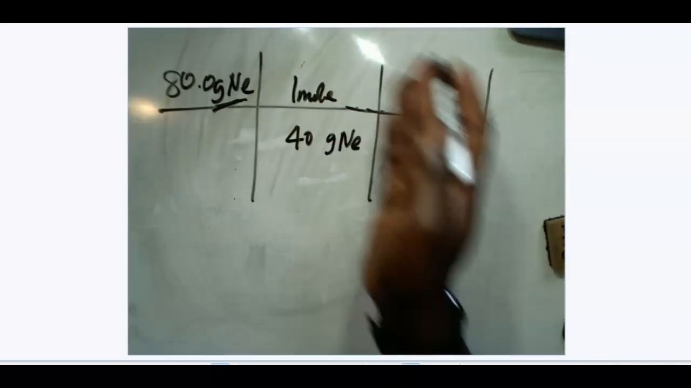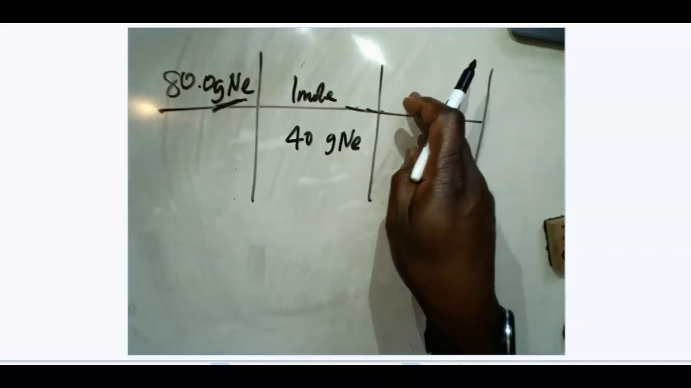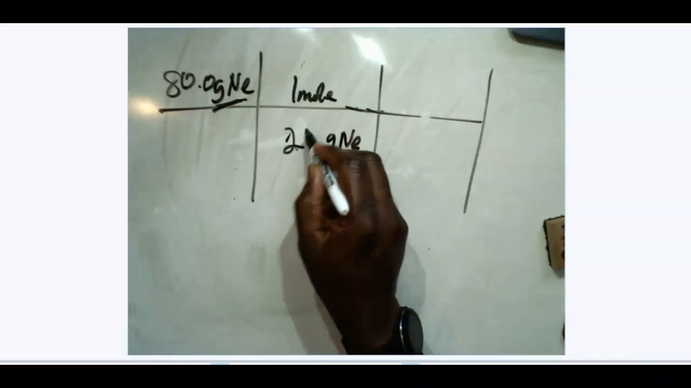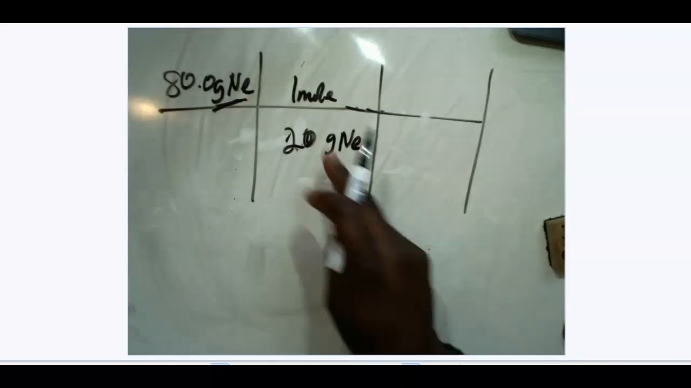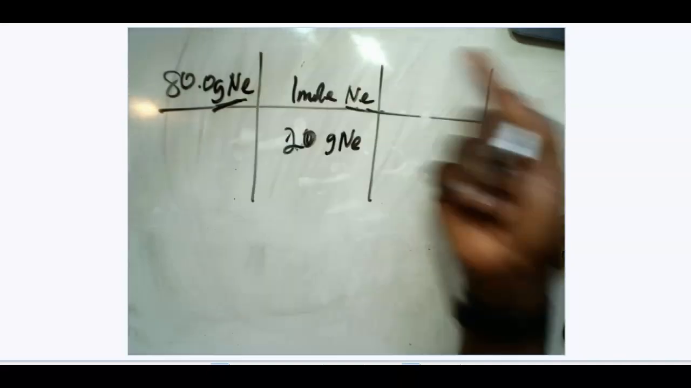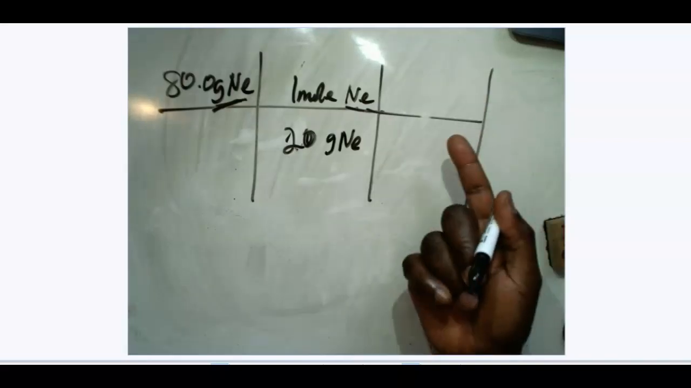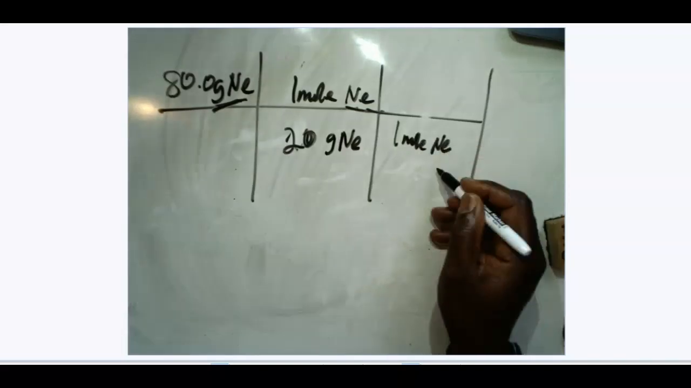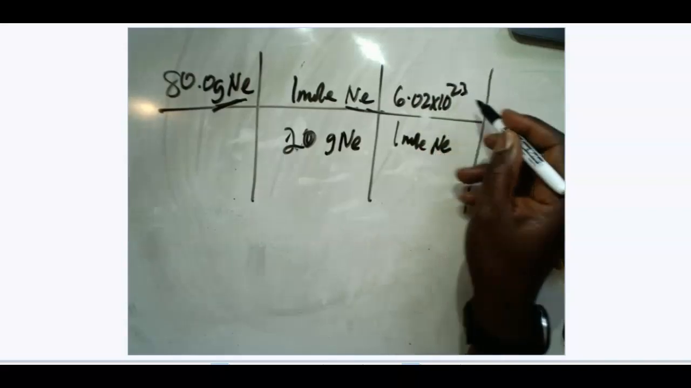Since there is no equation, we don't need any mole ratio. So the next thing to do is... Wait, it's 20 grams, not 40. Oh, sorry, right, 20 grams. Thank you. So you have the mole of neon at the top. Since you don't have a balanced equation, you don't need the mole ratio. So the next thing to do is to use your Avogadro's number, which is 6.02 times 10 to the 23. So 1 mole of neon at the bottom contains 6.02 times 10 to the 23 atoms.